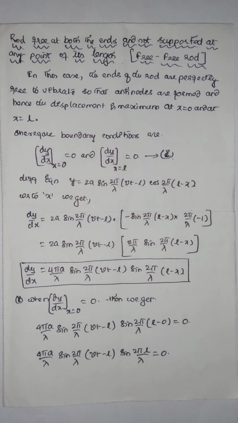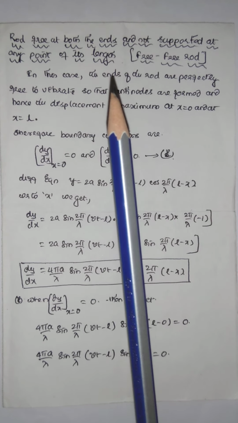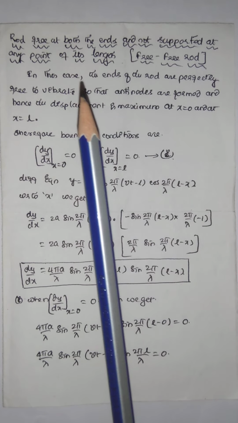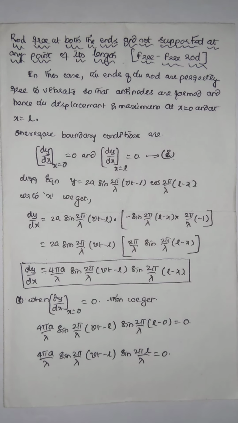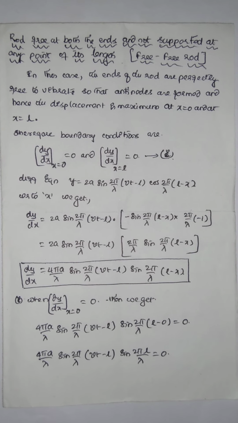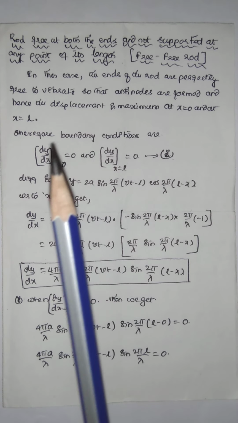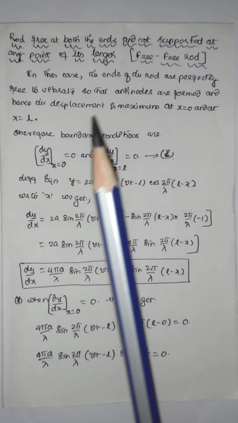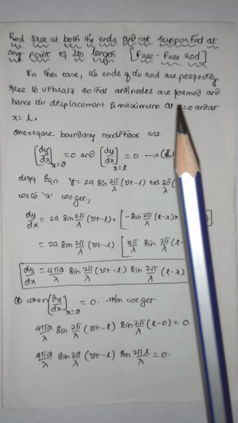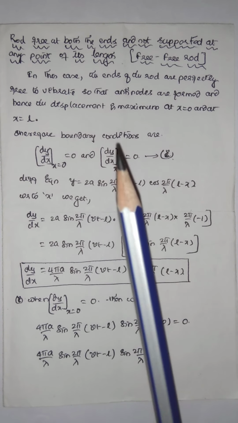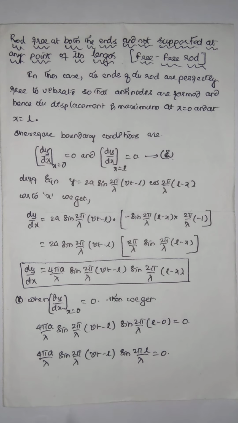Now in this session we shall observe an expression for the rod free at both ends and not supported at any point of its length. That is called a free rod. Consider a rod which is free at both ends, which is not supported at any point of its length. Then in this case, the ends of the rod are perfectly free to vibrate, so that antinodes are formed and hence the displacement is maximum at x is equal to 0 and at x is equal to L.